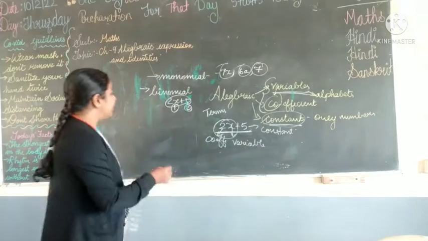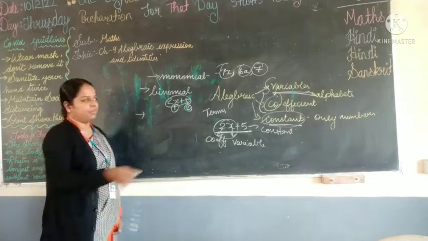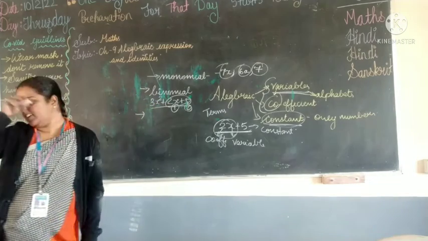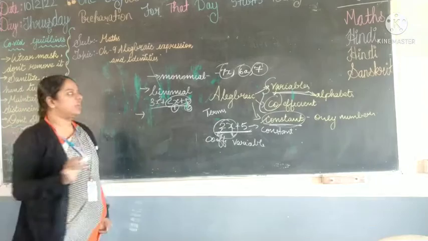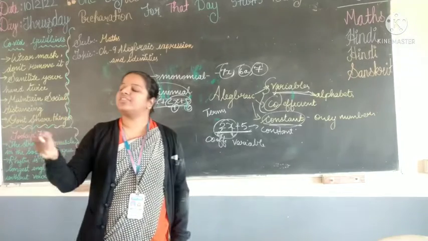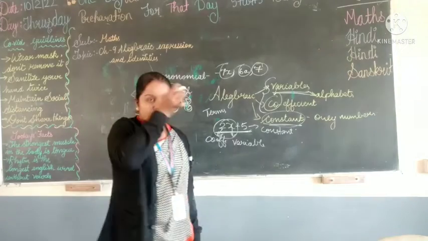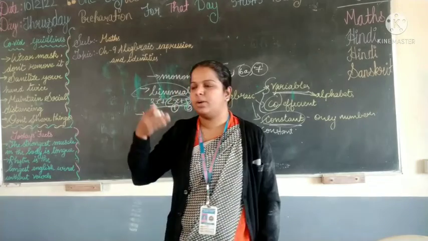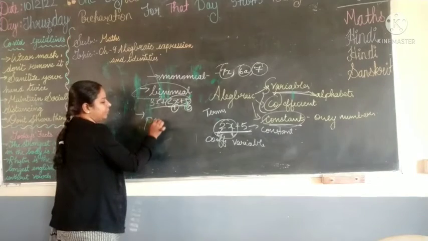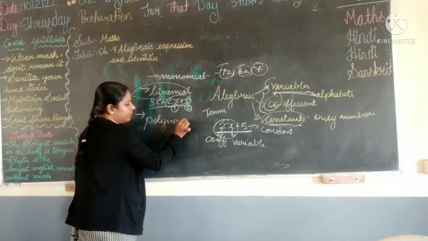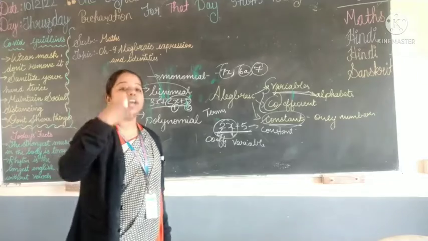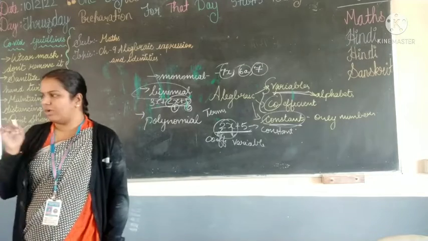From binomial you can guess what trinomial is. If an expression like 3x square has three terms, we call it a trinomial. After two terms, we normally just call it a polynomial. A polynomial is an algebraic expression which has more than one term.